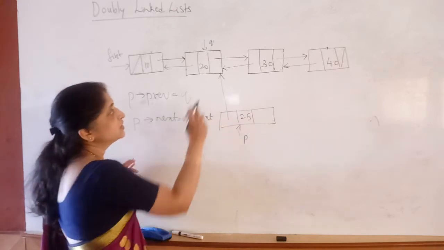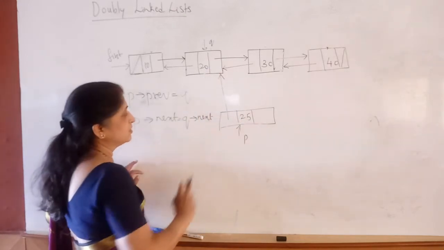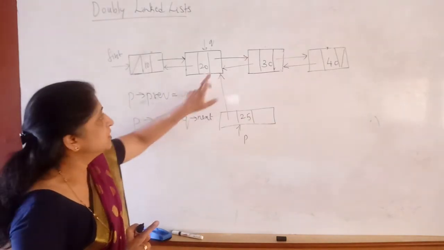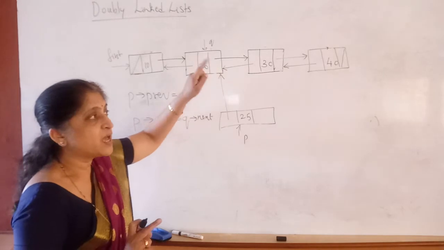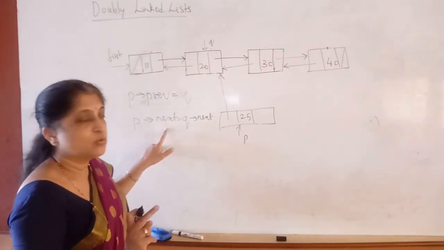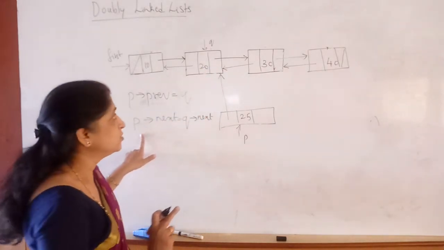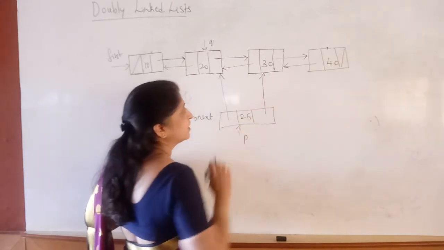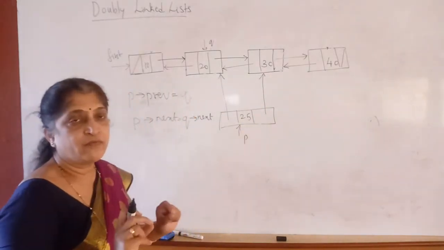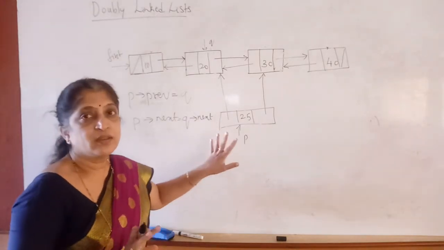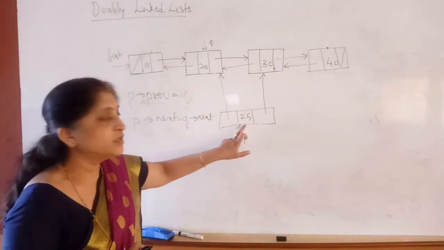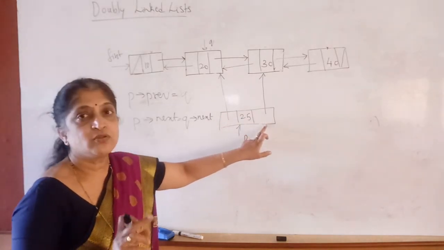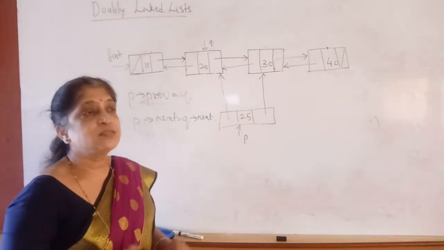So when I do this, this address gets copied here. That is, the next field of the node to which Q is pointing to is this field. This address I am copying into the next field of the node to which P is pointing to. So here I copy it like this. Now we have made this node ready to be inserted. I have written into the data field, I have written into the previous field and I have written into the next field. Now how do I insert?